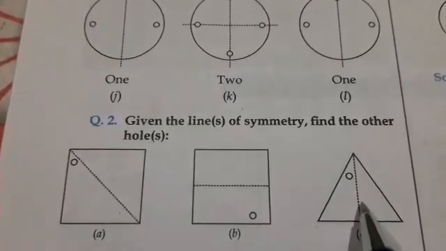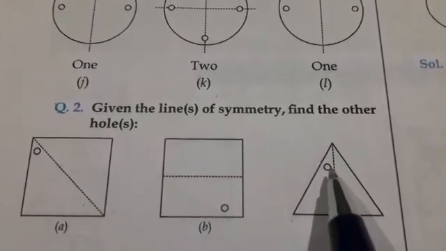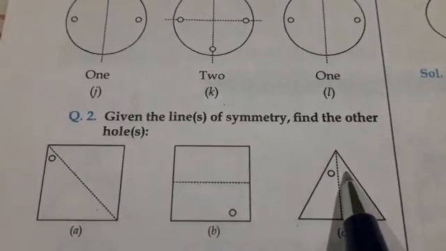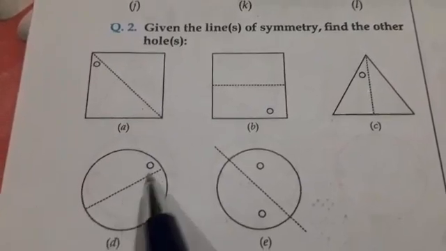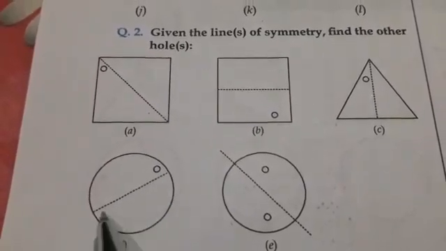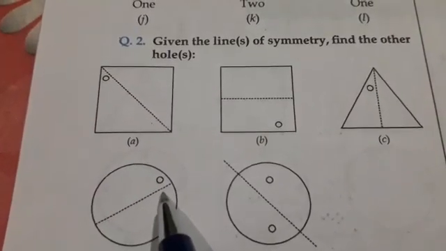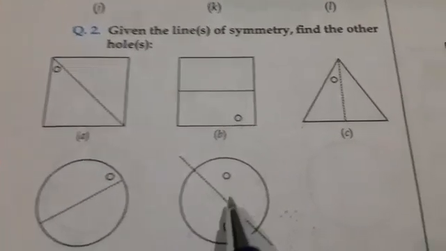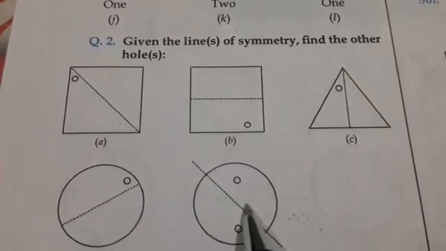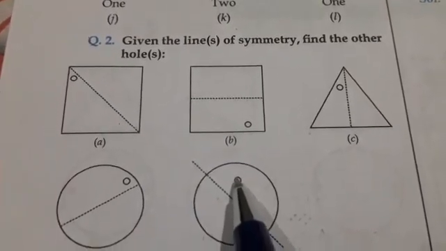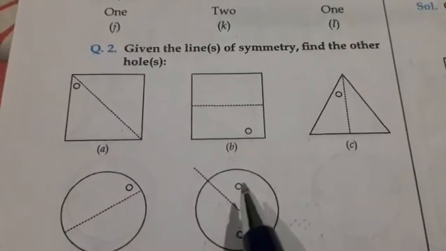Again, in this triangle, when we fold it from this line of symmetry, we find the other hole here. In the circle, it is a dotted line and it shows the line of symmetry. When we fold it from this line, we find the other hole here, and in this figure we fold it from this line of symmetry, we find the other holes here and here. Now we solve it.